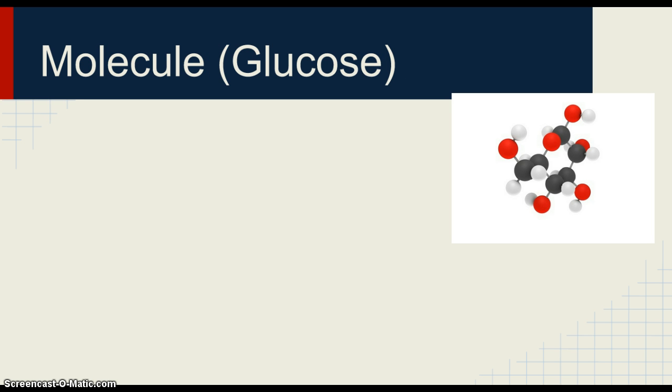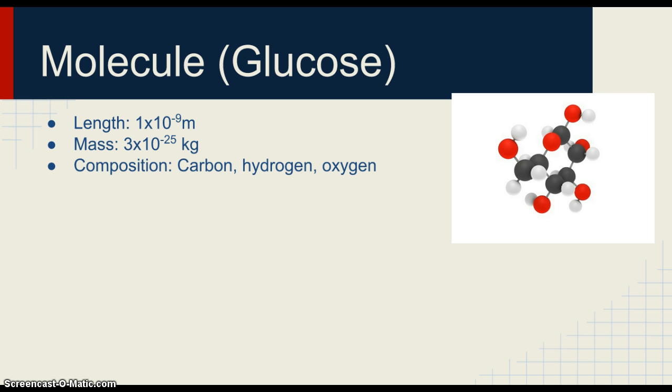Moving down to a smaller thing, an individual molecule. Let's go with glucose. It's not a very big one. DNA, for example, is a very, very big molecule, but glucose is pretty small. It has a length of about 1 times 10 to the negative 9th meters and a mass of 3 times 10 to the negative 25th kilograms. Pretty small. What's it made out of? Well, carbons, hydrogens, and oxygens. You'll remember glucose from biology, C6H12O6. The black dots there are carbons, the reds are oxygen, and the whites are hydrogen. So it's very, very light. It's a sugar molecule.